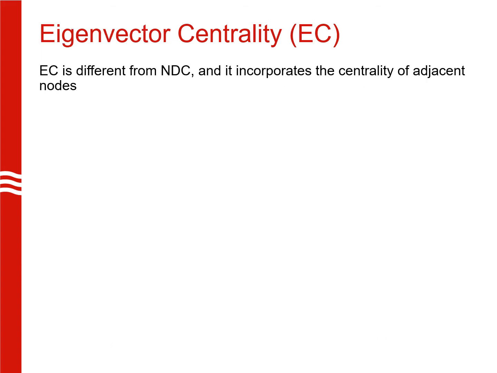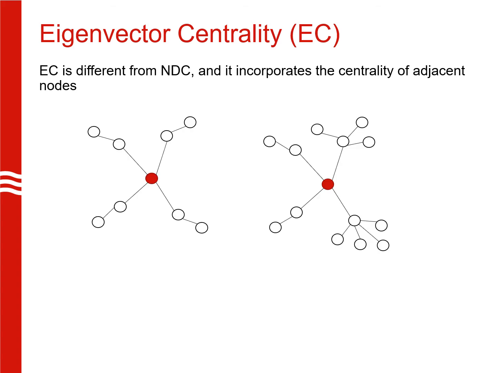Another centrality is eigenvector centrality. It is different from node degree centrality in a way that it incorporates the centrality of the adjacent nodes. For instance, in the two simple graphs that I have here, the middle nodes have similar node degrees. However, the node on the right has higher eigencentrality since it is connected to the nodes with higher node degrees.